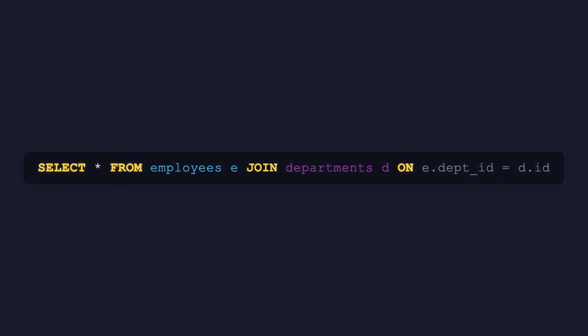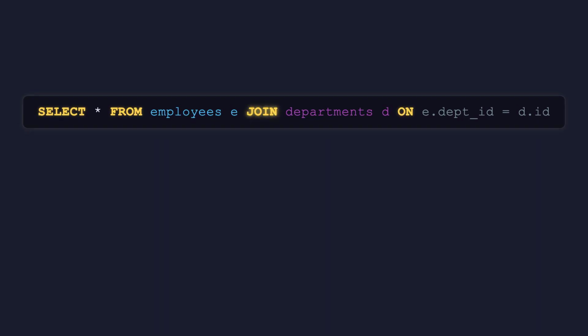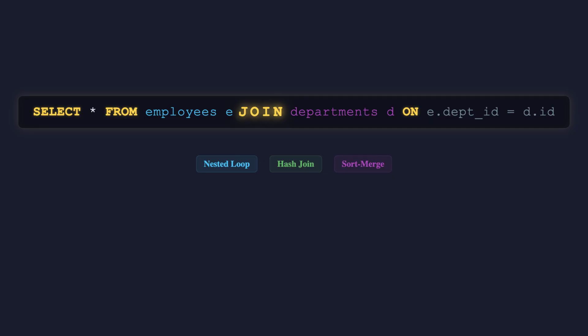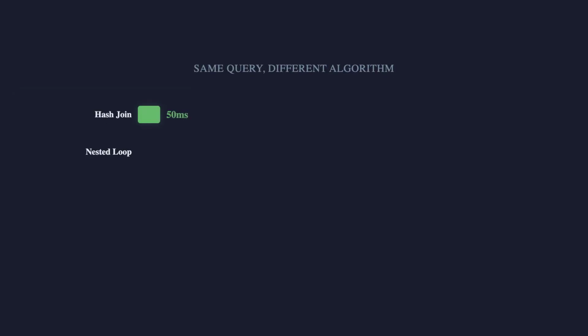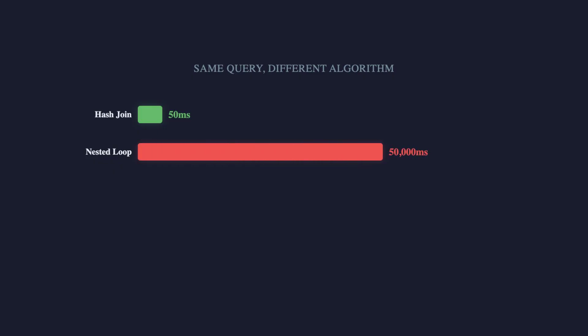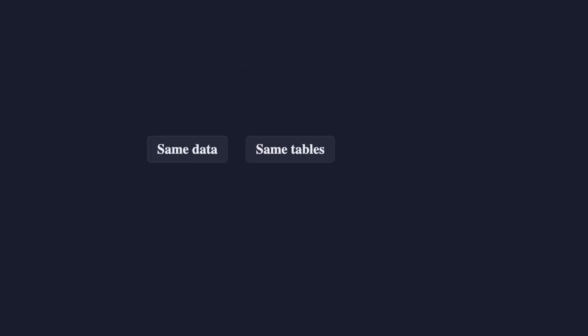Every time you write a SQL join, something interesting happens behind the scenes. Your database doesn't just magically combine two tables, it has to make a choice. It picks from a handful of algorithms, each with completely different performance characteristics. And the wrong choice? It can turn a 50-millisecond query into a 50-second nightmare. That's 1,000 times slower. Same data, same tables, same result. The only difference is the algorithm used to combine those rows.